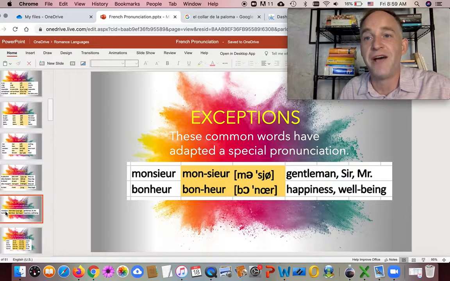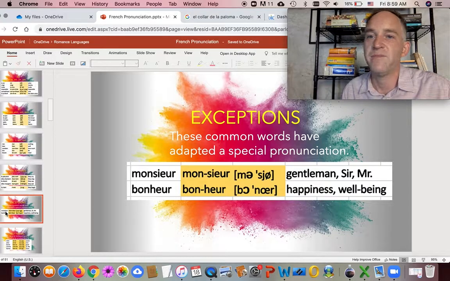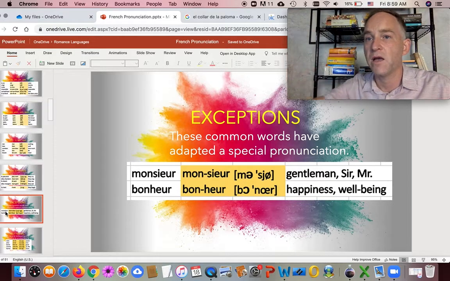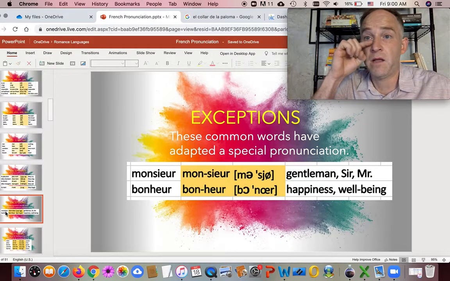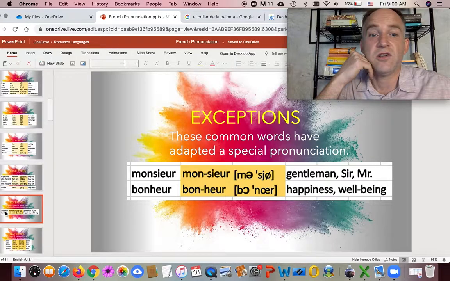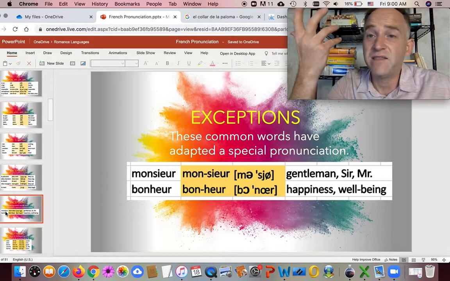Two super common words that do not follow the rules. There's always exceptions in language. And those are gentleman, sir, or Mr., monsieur, and then bonheur. I said bonheur. It's fine, but what it is not is the nasalized version. So we will say the N in that word. Monsieur, we're still not pronouncing the N, but the vowel sound is not nasalized.